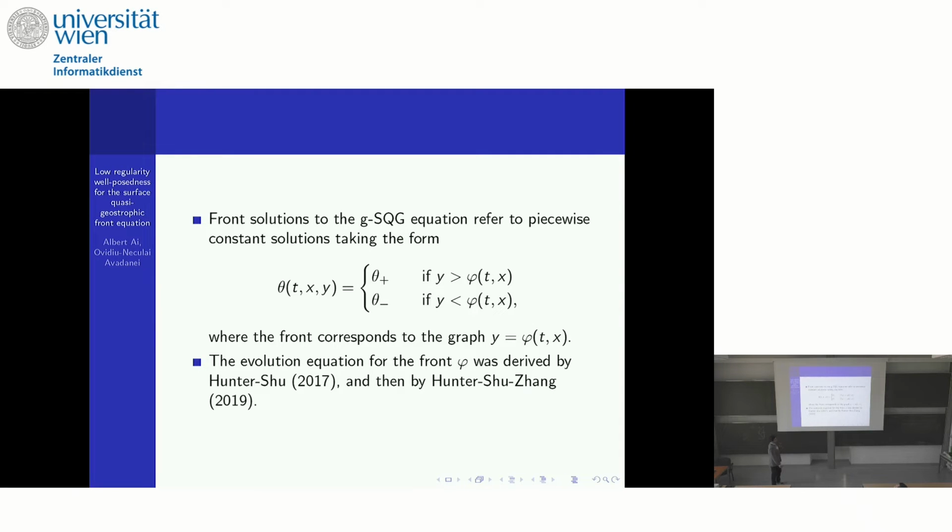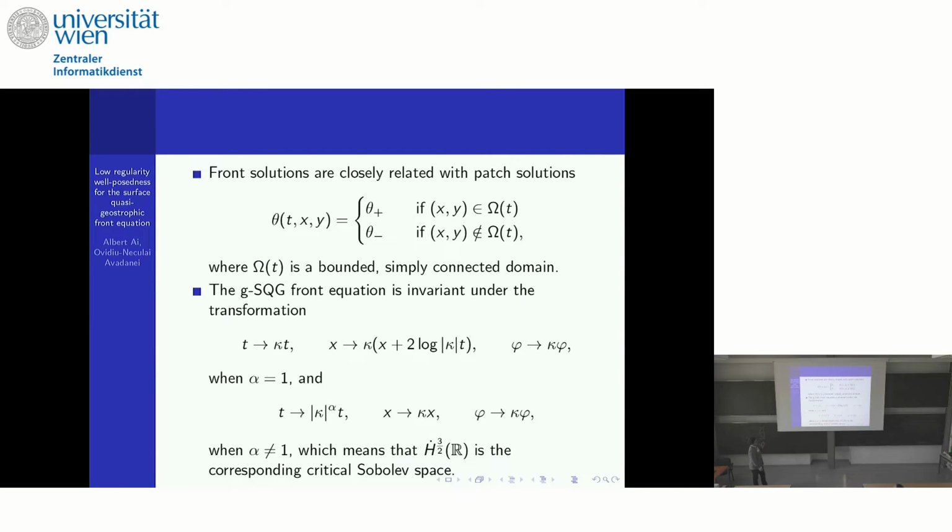Okay, the evolution equation that I showed you at the beginning was first derived by Hunter and Xu in 2017 by a regularization procedure, and then, together with Zhang, in 2019 by a different method. Front solutions are also closely related to patch solutions, which are still piecewise constant solutions.